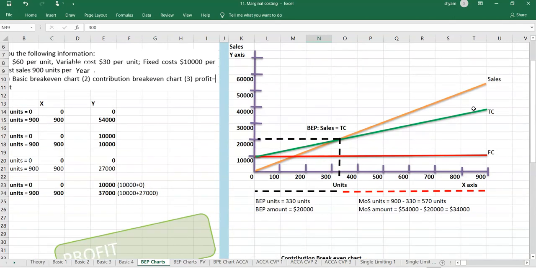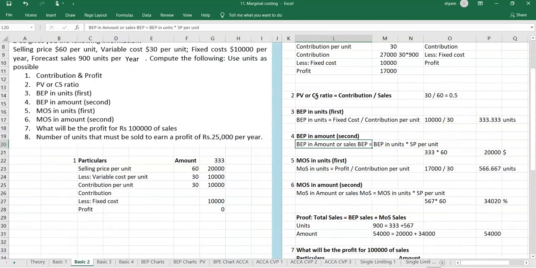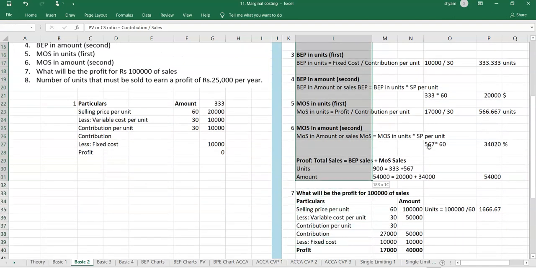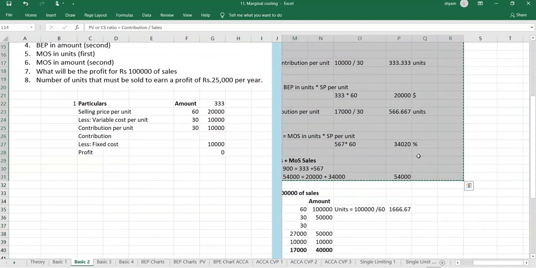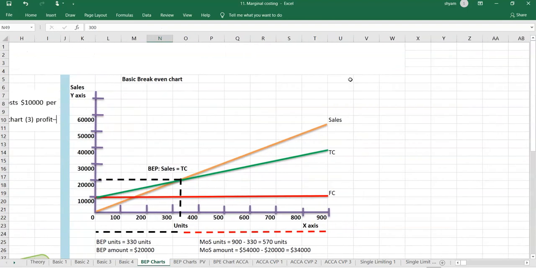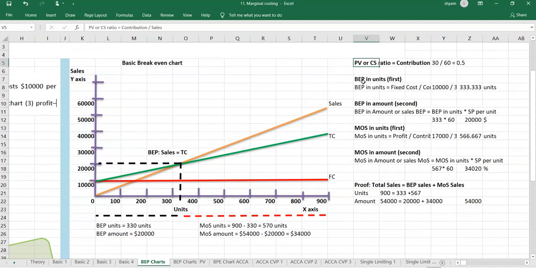The second idea is we have already worked out this problem. Let's see our numbers. This problem and the answer will both be similar. Let's cross check the problem that we have done. See, we have already worked out the problem. The problem said it is 0.5 of PV ratio.